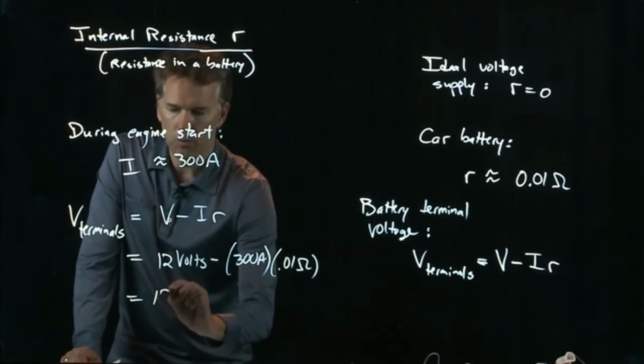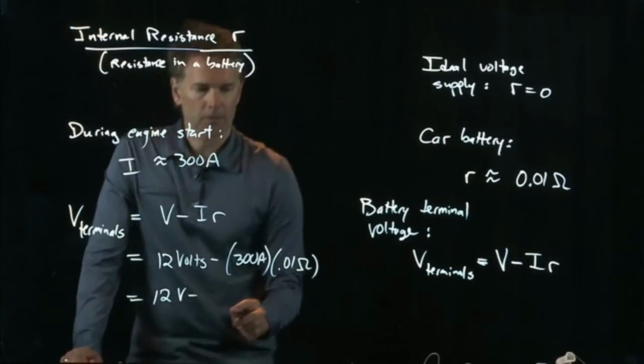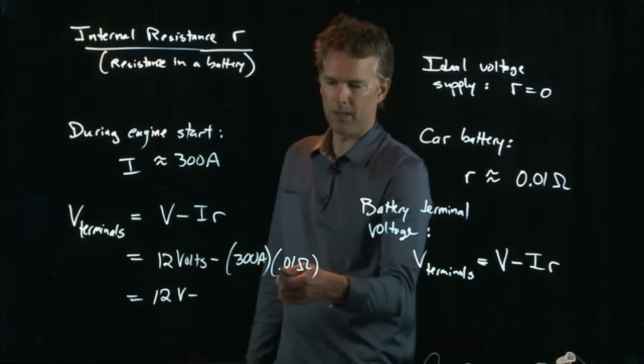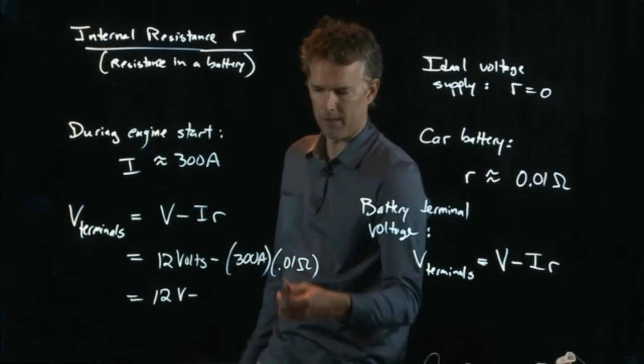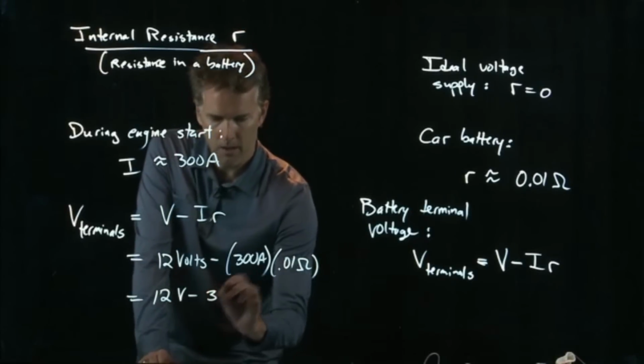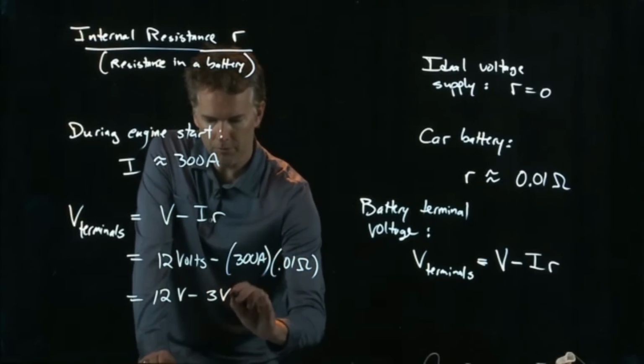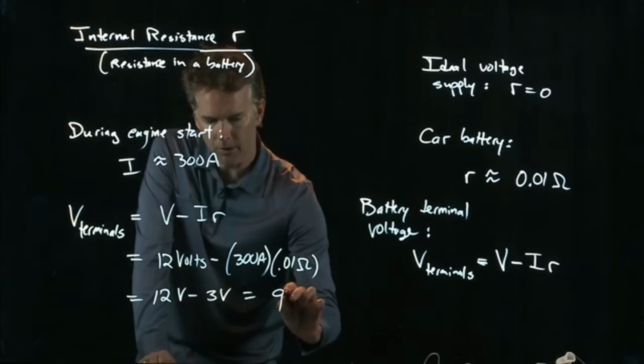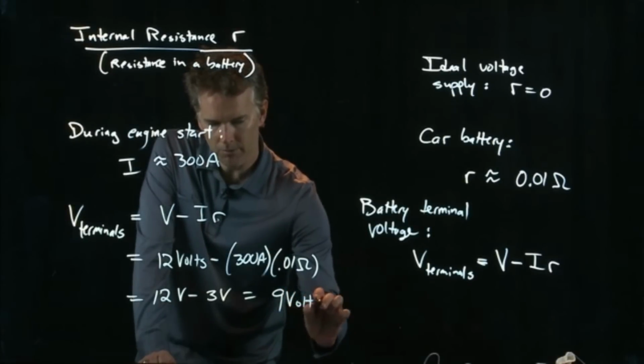And so we get 12 volts minus, let's see, 300 times 0.01 is 3, right? Amps times ohms is also volts, and so you get 9 volts.